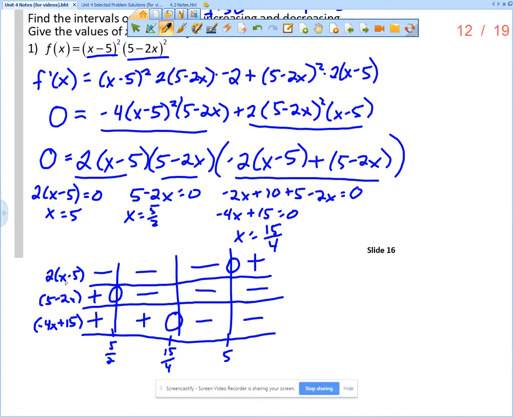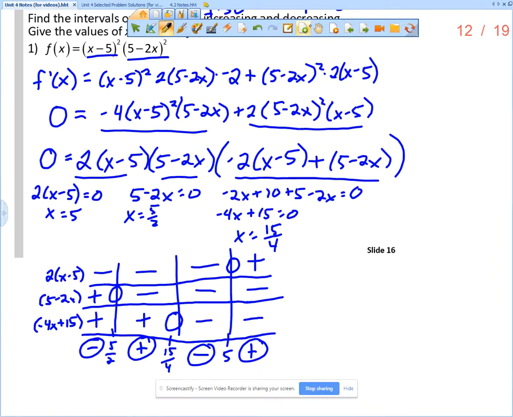Now remember, you are multiplying together the factors. So to the left of 5 halves, negative times positive is negative. Between 5 halves and 15 fourths, negative times positive is a positive. Between 15 fourths and 5, negative times negative is negative. And to the right of 5, positive times negative is positive.